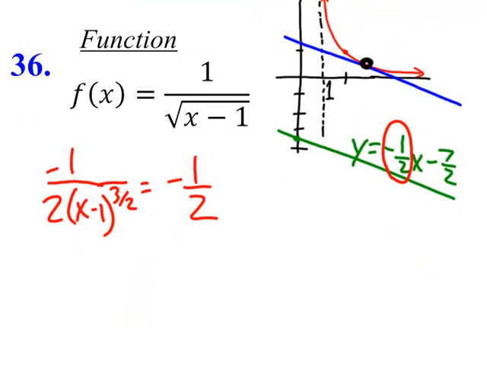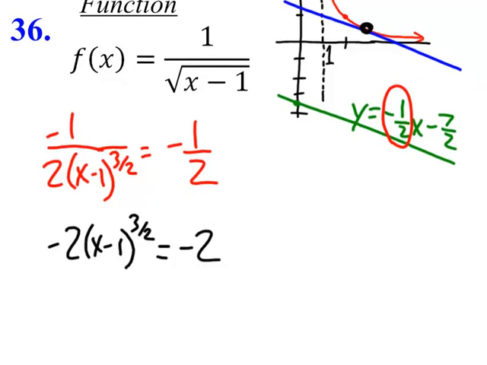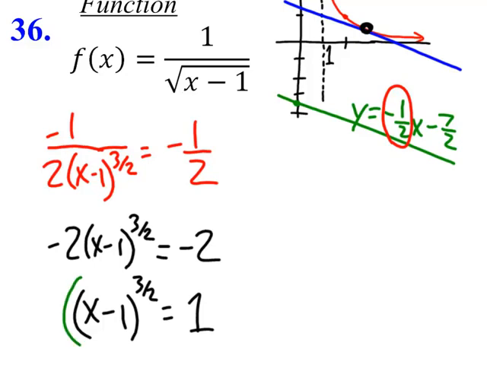All right, so let's cross multiply there. If I do 2x minus 1 to the 3/2 times negative 1, I'll get negative 2 times (x minus 1) to the 3/2. I'm going to set that equal to negative 1 times 2, which gives us negative 2. I'll divide both sides by negative 2. I'm going a little bit quickly here. This is pretty basic algebra that hopefully you feel comfortable with. That equals 1. I will then raise both sides to the 2/3 power to get rid of that exponent.